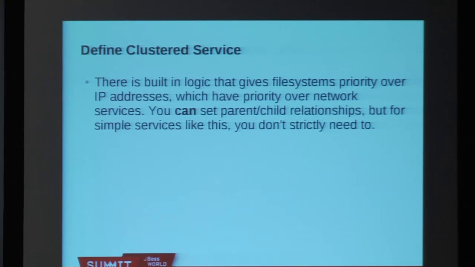Now, one thing to know is we actually have built-in logic. I mean, we understand that you've got to have a file system before you can run a service on it, right? And you've got to have an IP address before you can run a network-facing service. So you may have noticed in the screenshots, you have the ability to set parent-child relationships. In this case, for a simple service, not necessary. Our code is smart enough to figure that out. If you want to do it, there's nothing wrong with that. And if you have a complex service where you've got to have some sort of listener before you bring the database up, you got to have that before you bring the web server up, that's perfectly reasonable. You can do that. It's not strictly necessary on a Red Hat provided service.